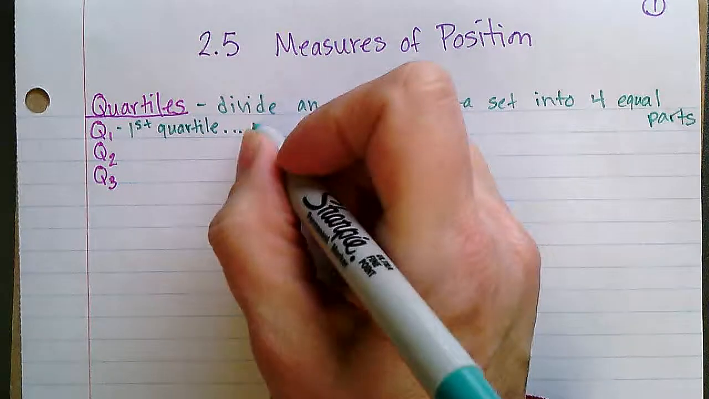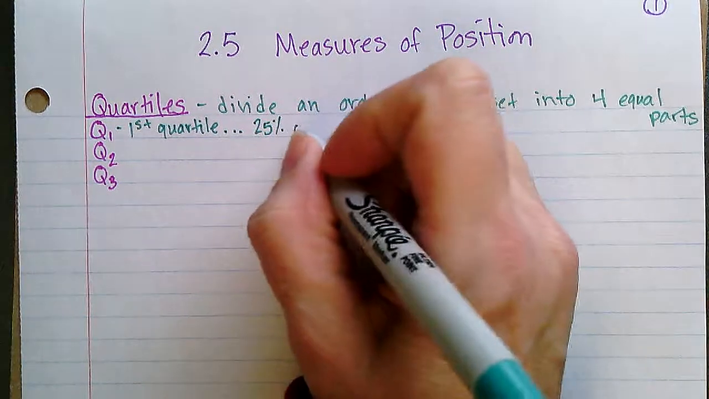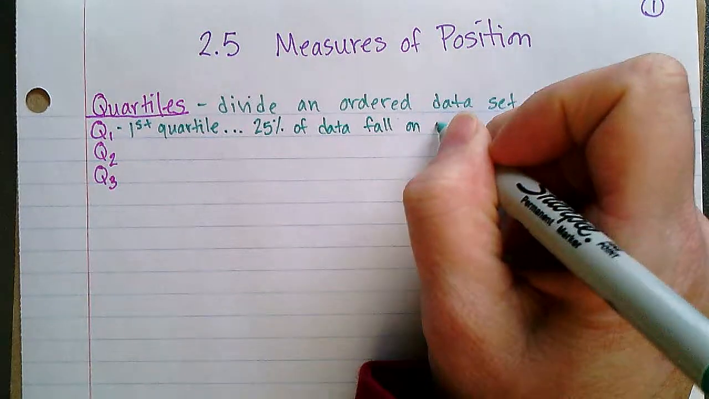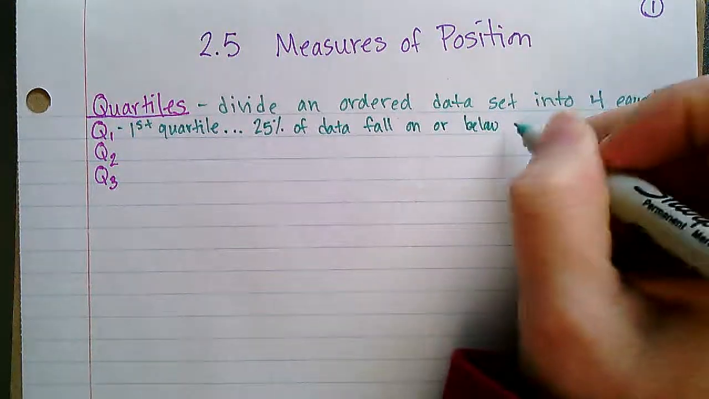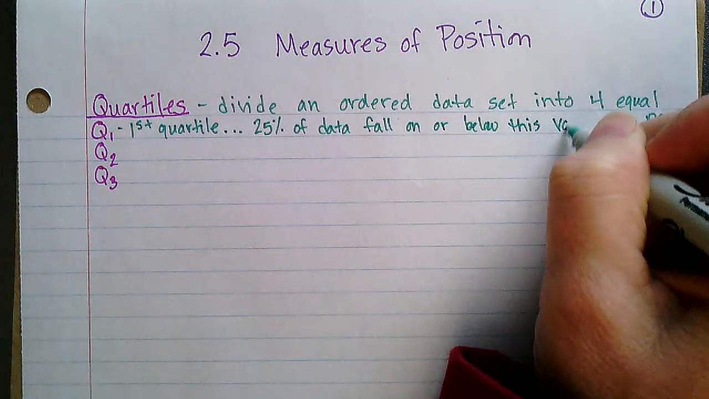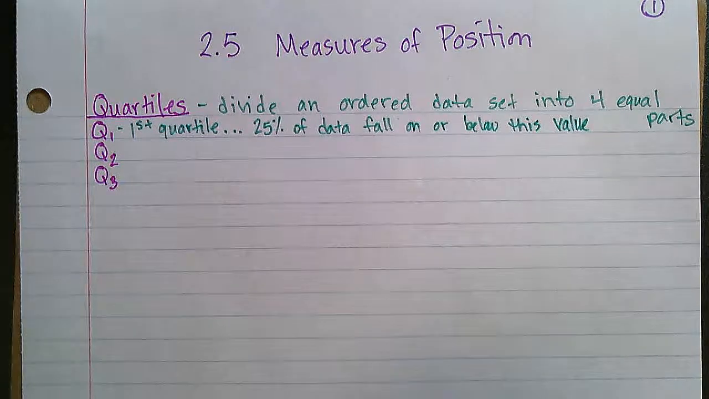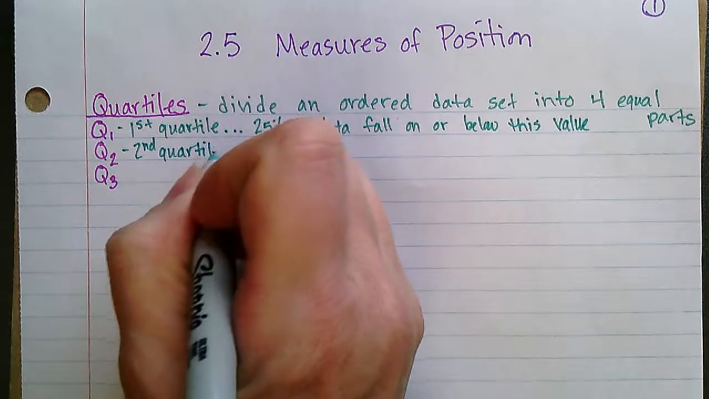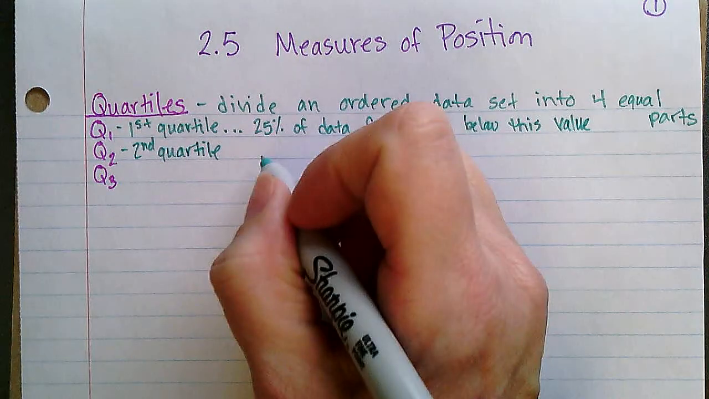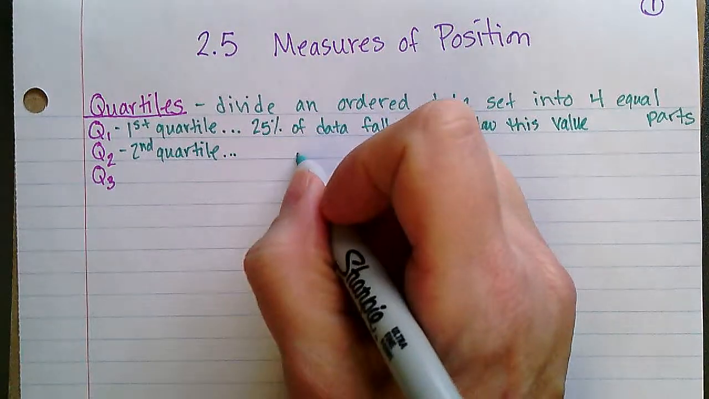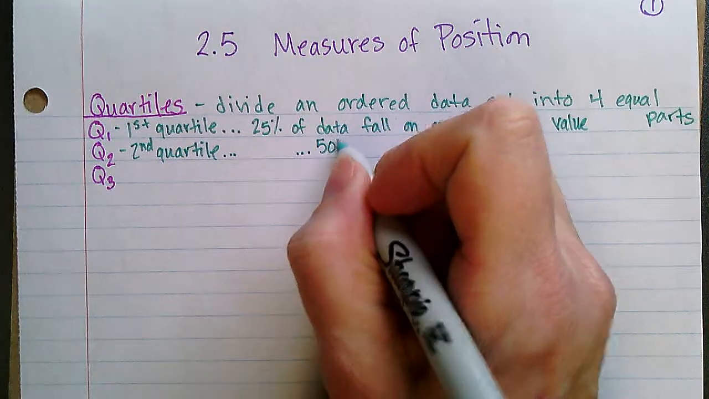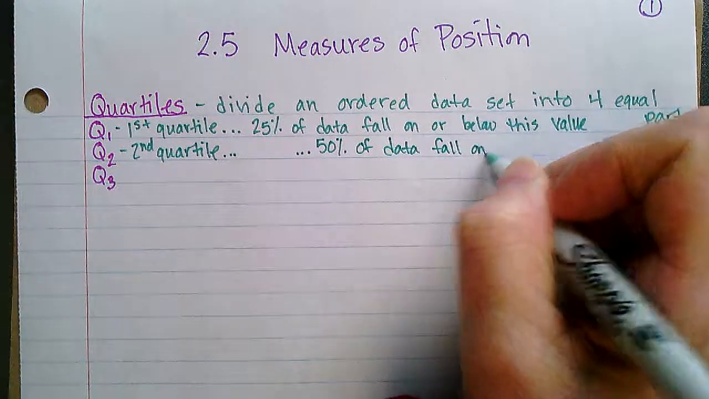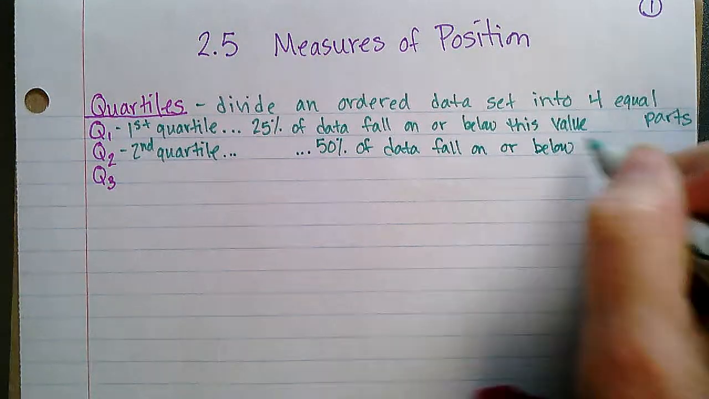And what's going on there is that 25% of your data values fall on or below this value. Then we have Q2, which is the second quartile. It has another name that I'll tell you in a moment. And 50% of data fall on or below this value.